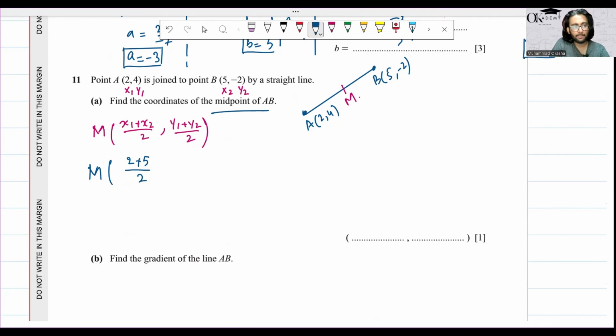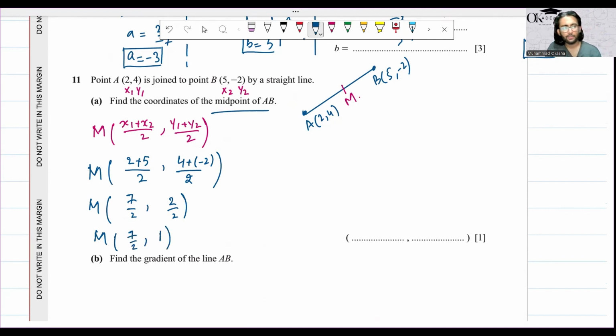2 plus 5 divided by 2, y1 plus y2 would be 4 minus 2, divided by 2. Now you might be wondering, where did this minus come from? Well, 4 plus minus 2. Okay, 5 plus 2 is 7 divided by 2, comma, 4 minus 2 is what? 2 divided by 2, which is just 1, right? So 7 by 2, comma 1. These are my coordinates of the midpoint.